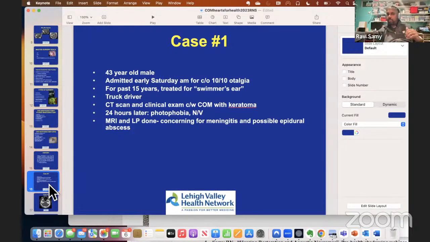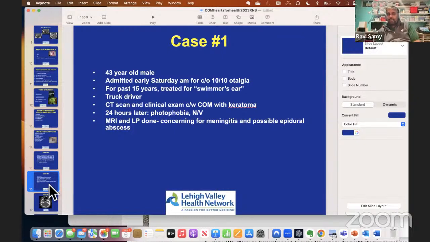Right. So a 43-year-old truck driver, if you know anything about truck drivers, they don't make money unless they're actually on the road. So this is a gentleman who for 15 years would show up at ERs because he had severe pain. He'd get antibiotics, eardrops, and pain reliever, and he'd do well for a while. And then the problem recurs every 3 to 6 months.